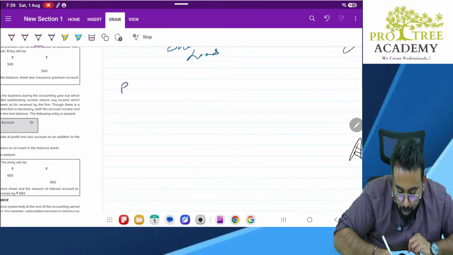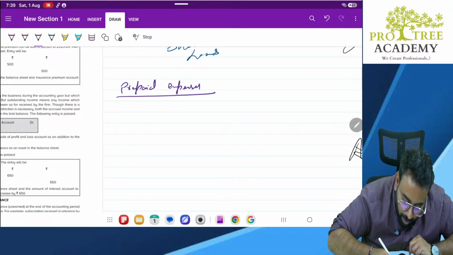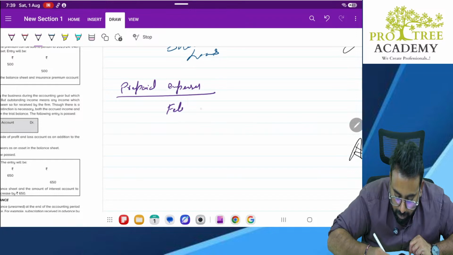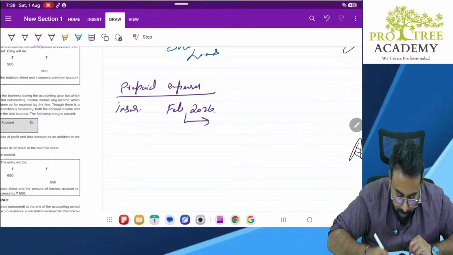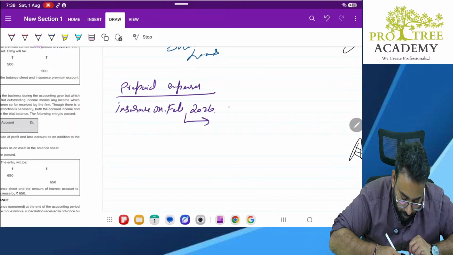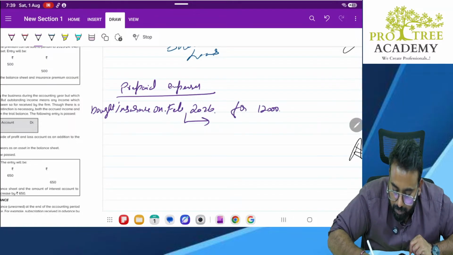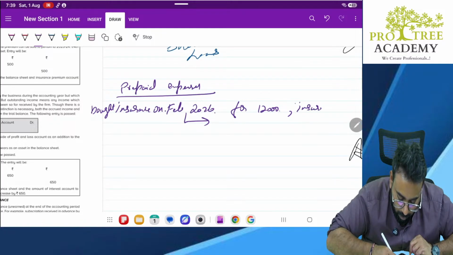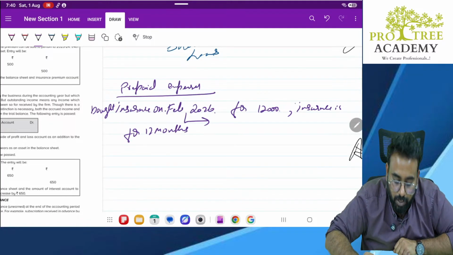I have already explained the concept of prepaid expenses, but I'll explain it again. Listen to me very carefully. I bought insurance in February 2026 for, say, 12,000, and the insurance is for 12 months.